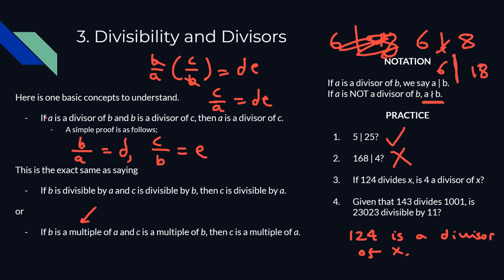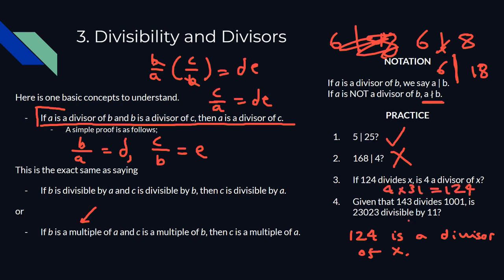Now, if 124 divides x, is 4 a divisor of x? Well, try to use this rule. Okay, the answer is going to be yes, right? Now, why is this true? 124 is a divisor of x. Now, isn't 4 a divisor of 124? We know that, right? 4 times what number will it be? It'll be 25 plus 6, so 31. 4 times 31 equals 124.